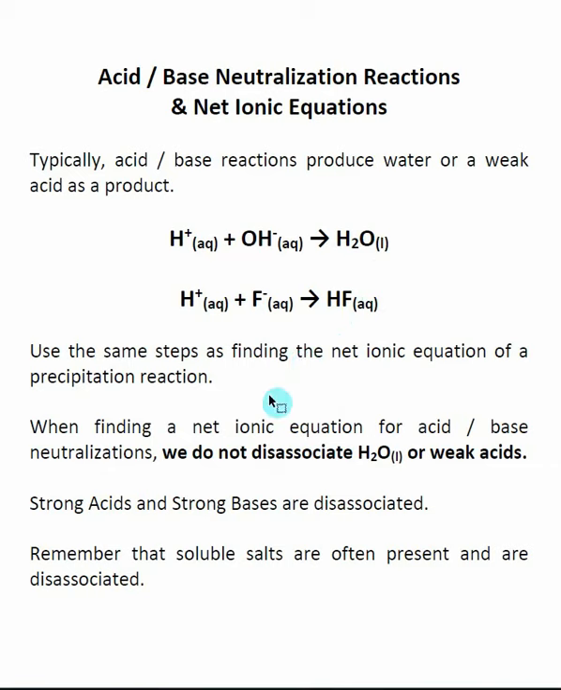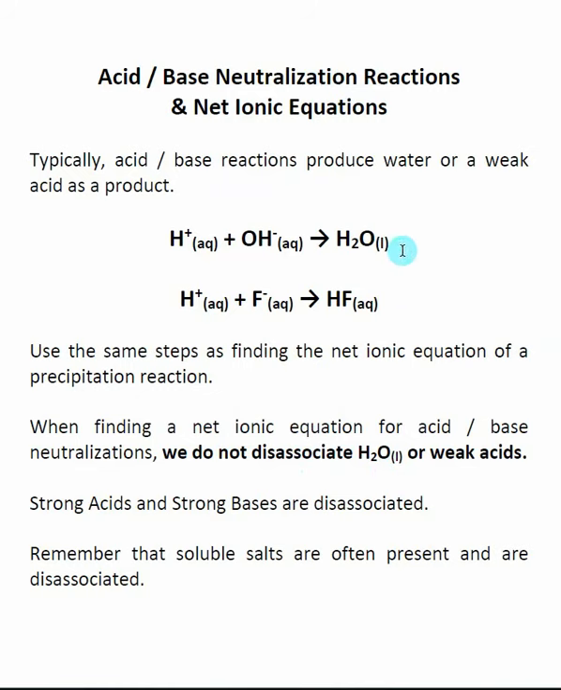So overall, the steps of finding the net ionic equation for a neutralization reaction are very similar to the steps that we use for a precipitation reaction. There are just a couple of extra concepts that we need to remember. The idea is, when we dissociate a reaction to get to the net ionic equation for our neutralization reactions, you have to remember that we do not dissociate water and we do not dissociate weak acids.